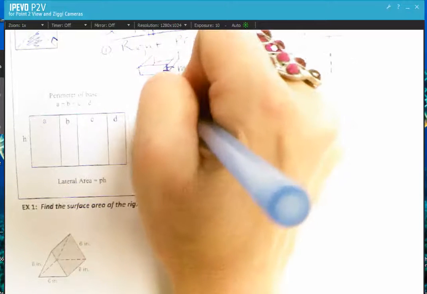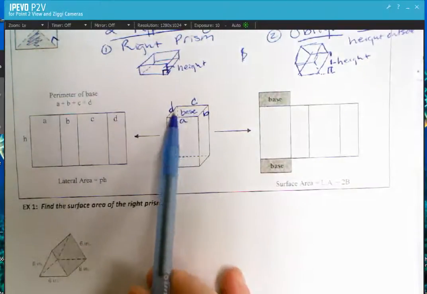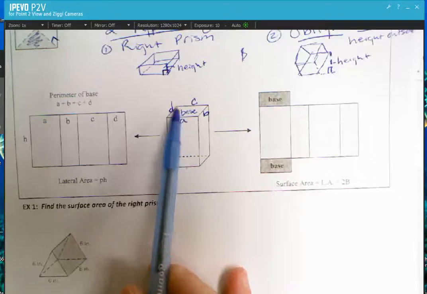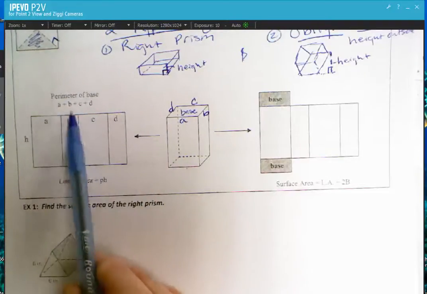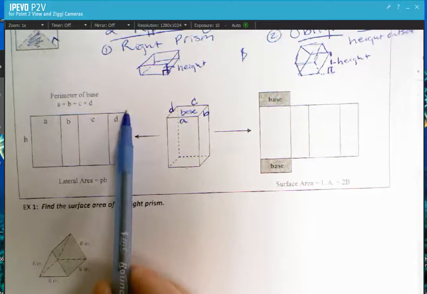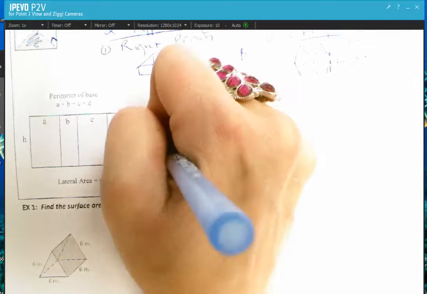That's my base, so I'm going to call this base. And the perimeter of the bases will get me to the lateral area. So if I were to take this base and put it over into a net, this is my edge, A, B, C, and D. Those are the edges A, B, C, and D up at the top. The height is the perpendicular height, so in my three-dimensional figure, that's my H.